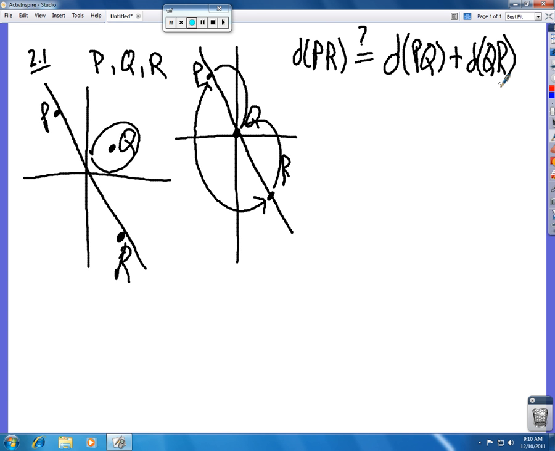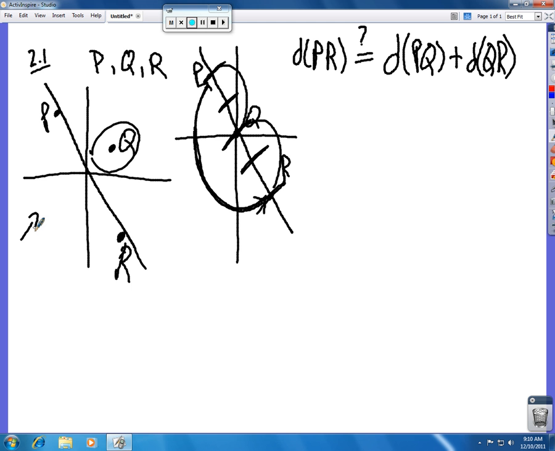And if you think about it, even if you break this line up into additional segments, each one of these segments added together should equal the overall segment. And that'll tell you if all the points are on the same line.